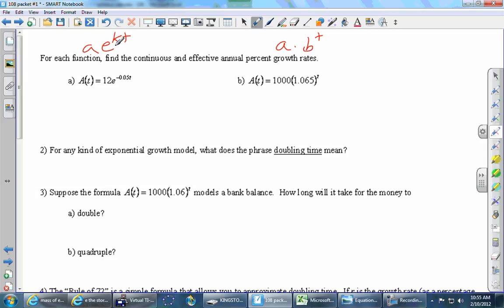So I'm asking you 2 questions: continuous growth rate, effective growth rate. One of those questions is easy for each of these problems. Which one is easy to grab from the first example? The continuous, because the continuous growth rate is defined to be that number up there that I called k. So what is the continuous growth rate? It is negative 0.05 or negative 5%. The continuous growth rate for that example is negative 5%.